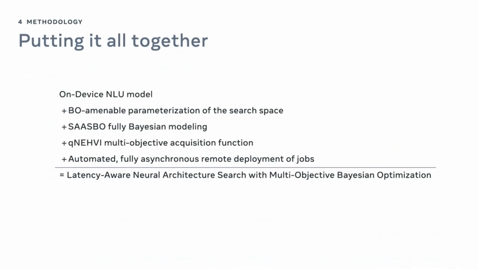Right, so putting it all together, we have an on-device natural language understanding model. We have parameterized the search space so that it works well with custom process models. We needed to throw sparse axis-aligned subspace priors into the ring and do Bayesian modeling to be able to make the models fit. And we use a novel multi-objective acquisition function that tolerates noise and can scale to large batches.